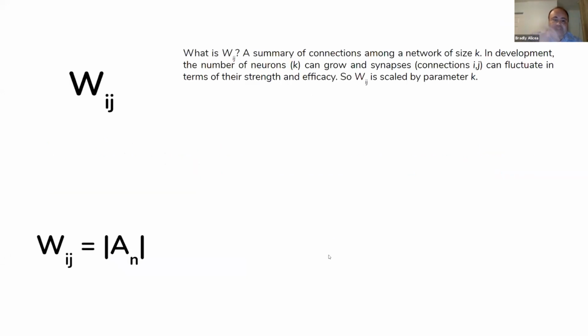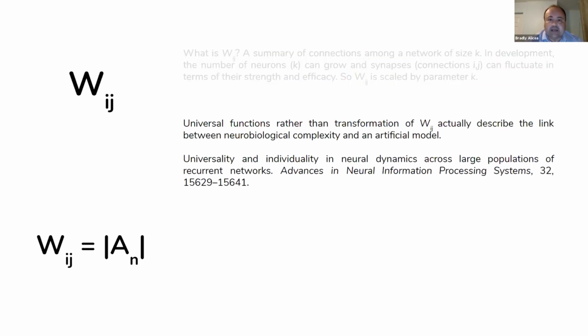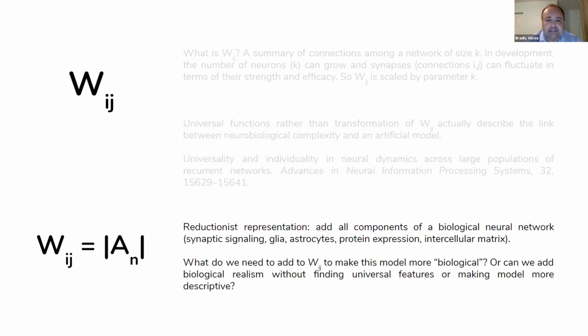So then we have this relationship between the matrix growing over time and these different A's that are available over developmental time. So in development, the number of neurons can grow and synapses can fluctuate in terms of their strength and efficacy. We think of this in terms of universal functions rather than as an actual transformation of Wij. It's this idea that they're like these fundamental rules that govern these matrices no matter what their size. And so that's borne out a little bit in the deep learning literature. But this is very different from sort of a reductionist representation.